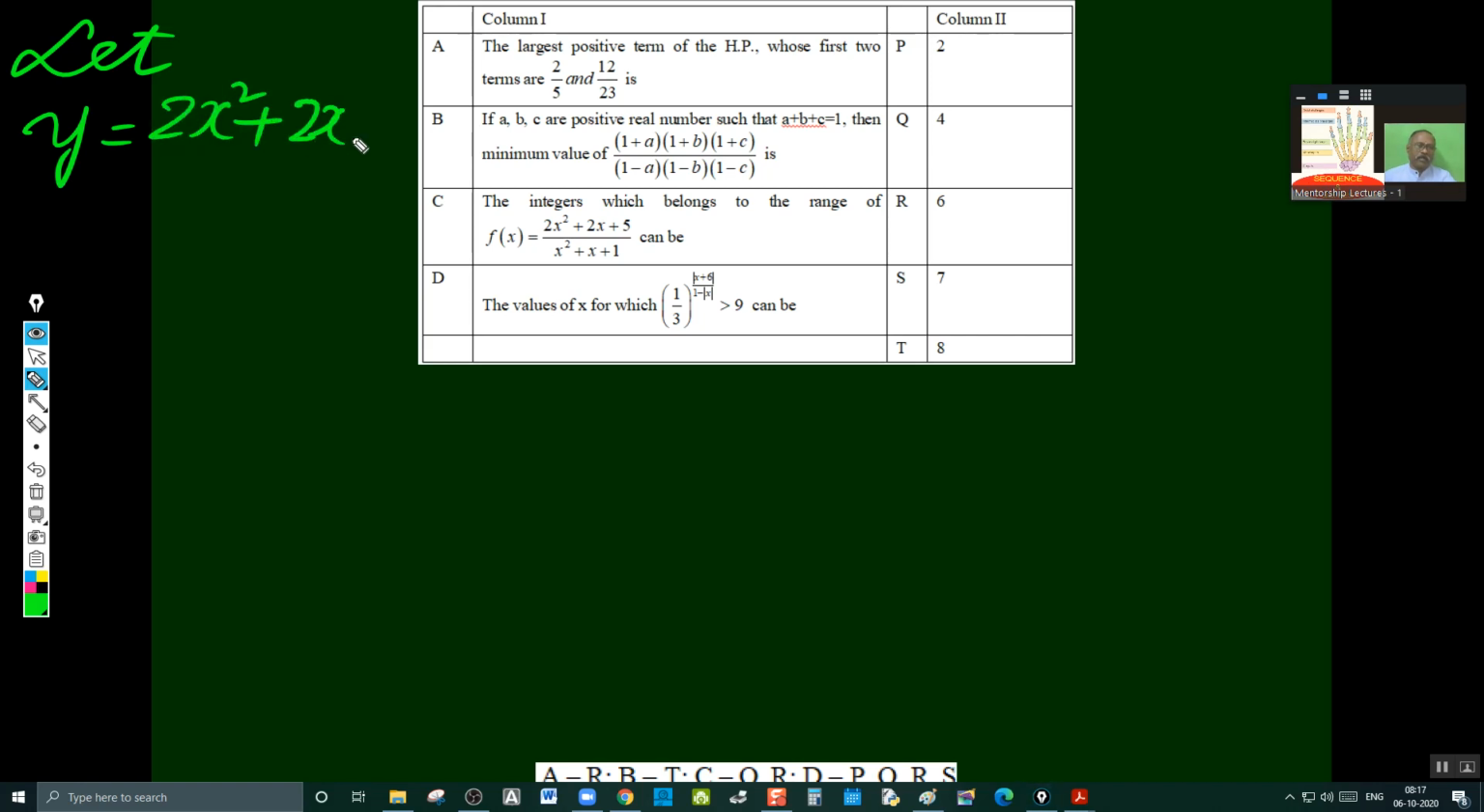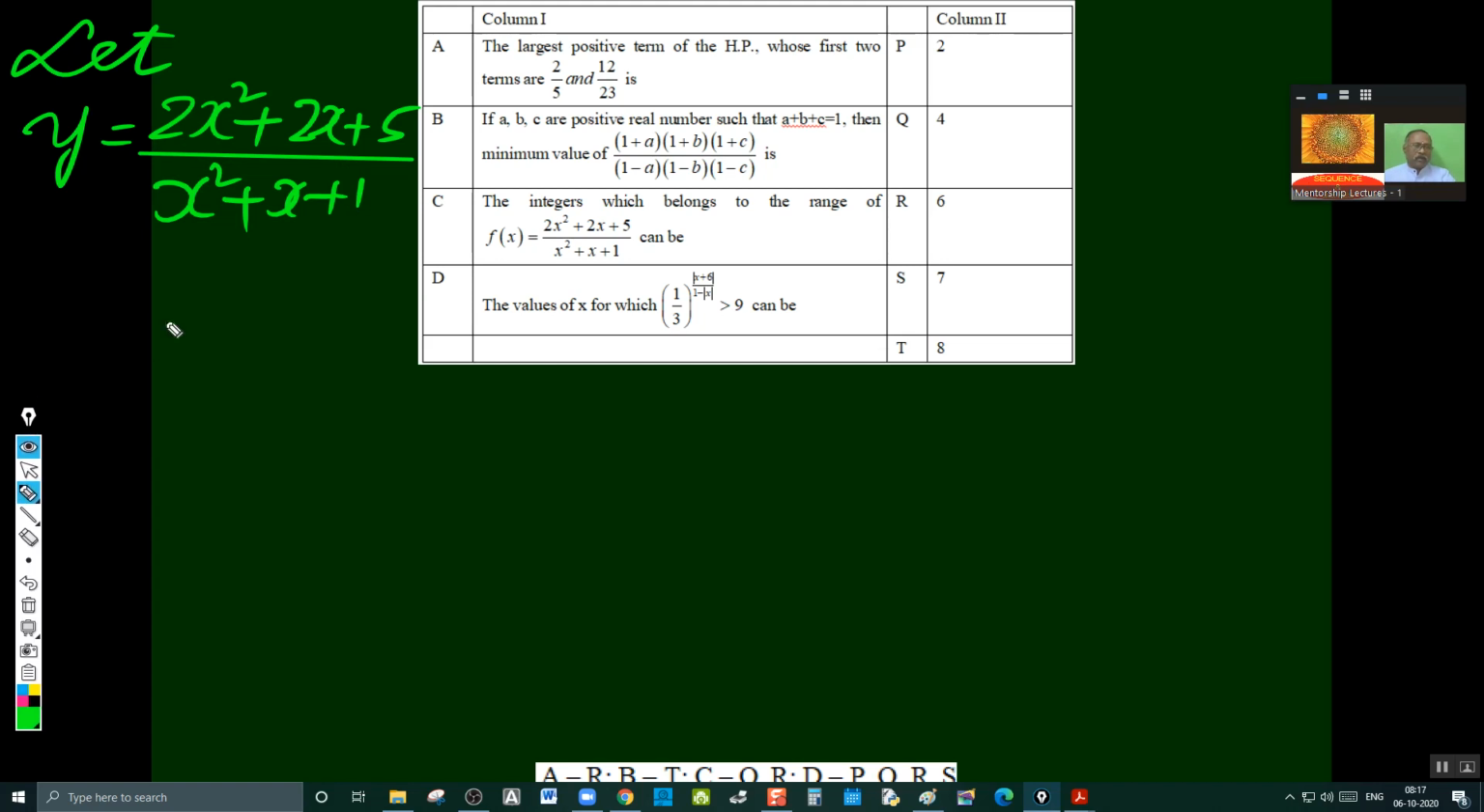Modulus is important. And of course, it is in no way connected with sequences and series, but it is given in the matching. There is no rule that the matching must contain only one topic. So we have taken y as 2x squared plus 2x plus 5 divided by x squared plus x plus 1. Now you have to talk about y here.